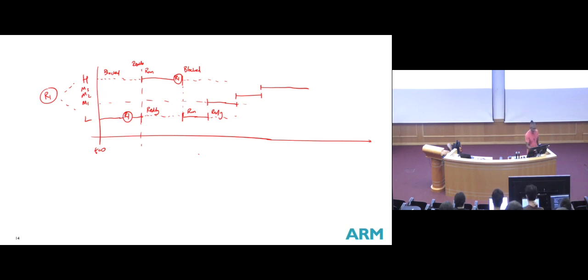Correct? So what ends up happening? Your high priority task keeps waiting and waiting and waiting forever, until at some point when all these tasks finish, then the low priority task can run, and then I release R1. Only then can my high priority task eventually run.